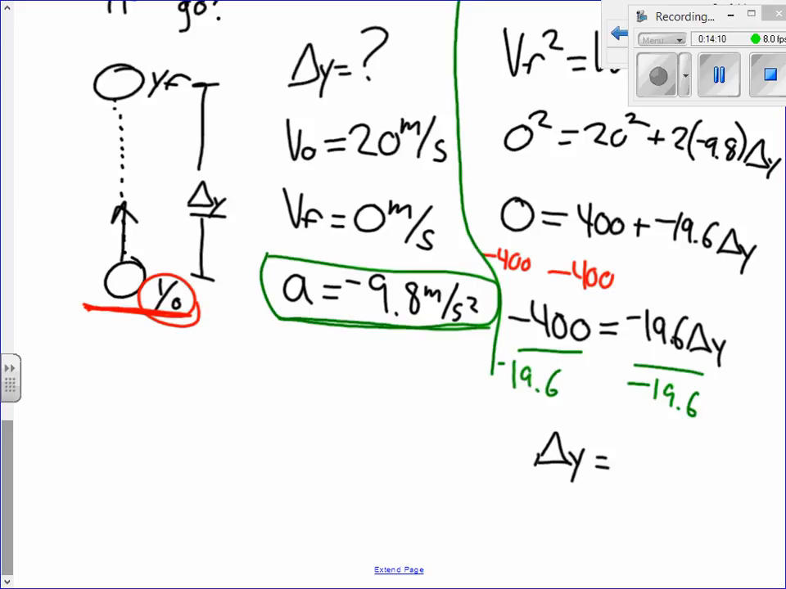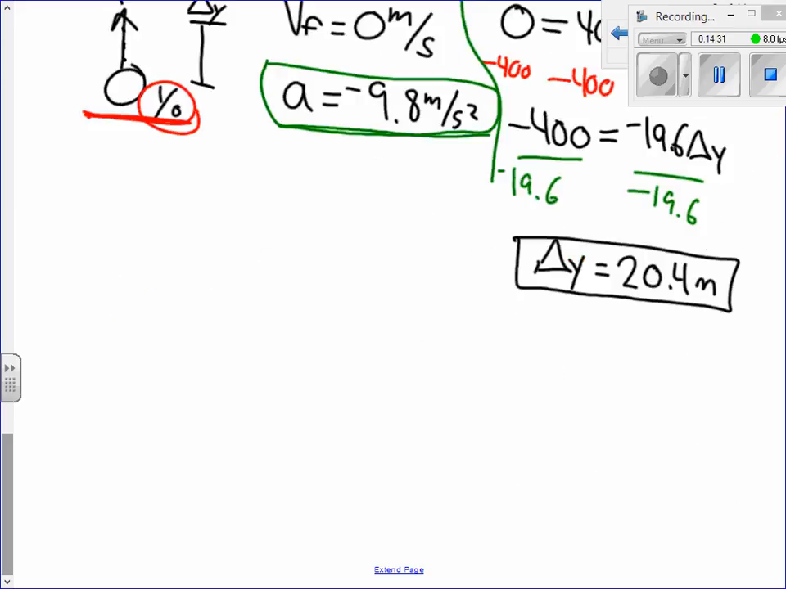Change in y equals 20.4 meters. Bam. And that makes sense. This displacement is positive because we move up. If you wanted to be really specific about this problem, that answer's fine. It's the right answer, but it's not quite labeled correctly. Triangle y doesn't tell us a height, it tells us our change in position.